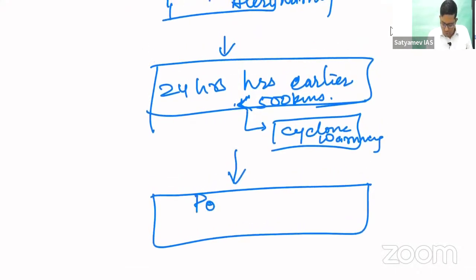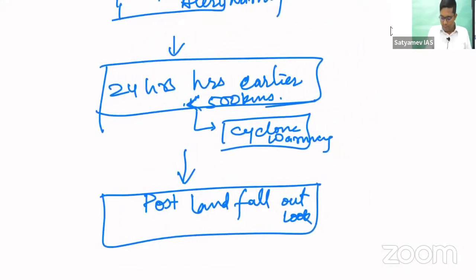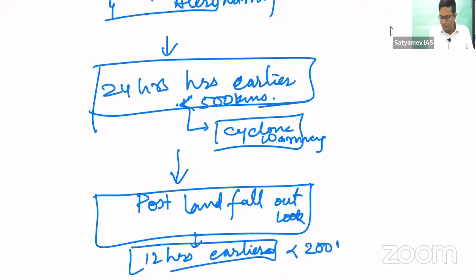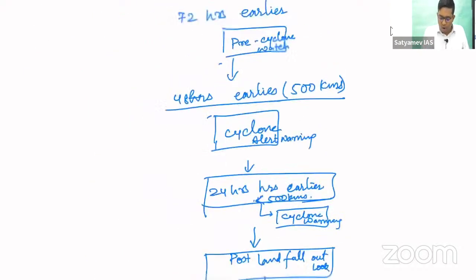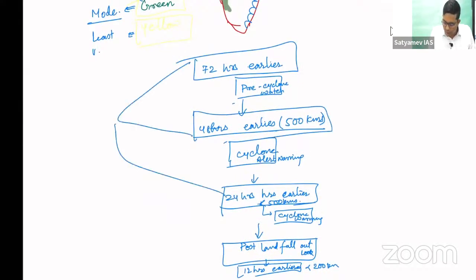Post landfall outlook, when it will be stated 12 hours earlier. And this will be less than 200 kilometers. So these are all also color coded. There will be color coding of this as well.